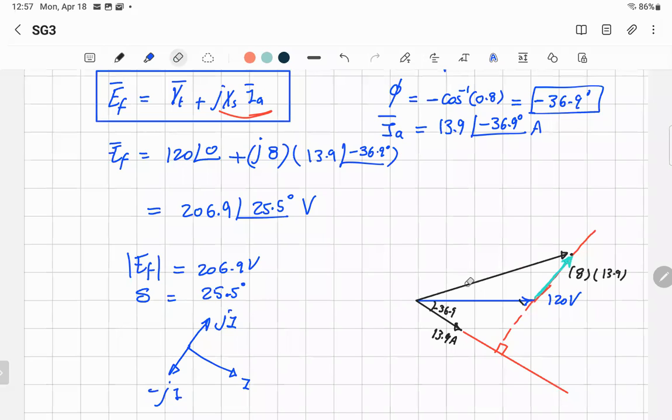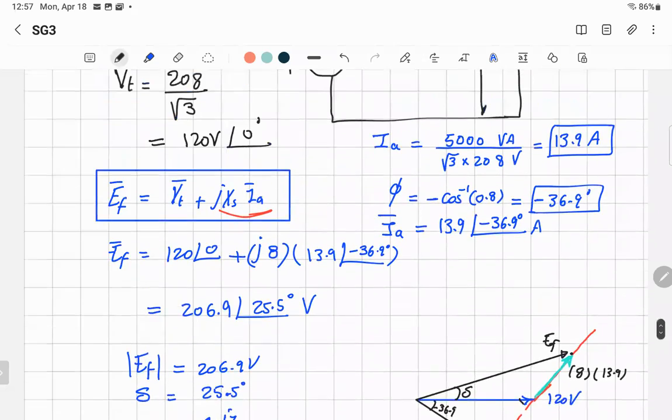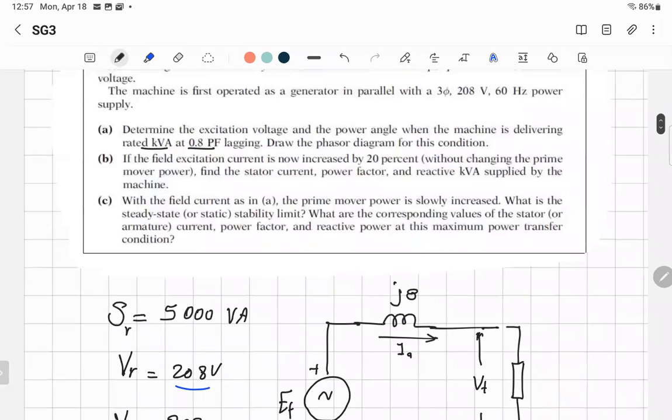So what do you get here? EF. So that's your EF, magnitude and angle. You measure it and you see the angle, then this is your delta. So that's how you do the phasor diagram. All right. So we did calculate the excitation voltage and the power angle. And now let's go for the second one.